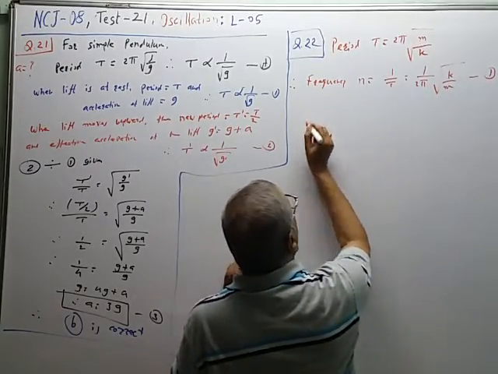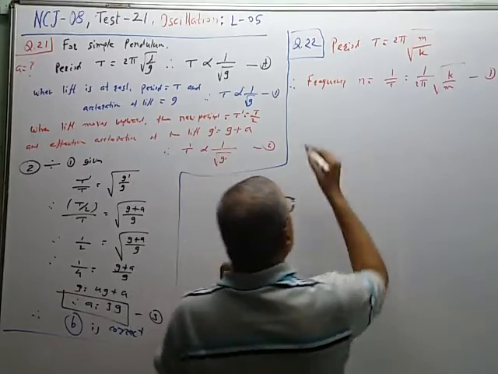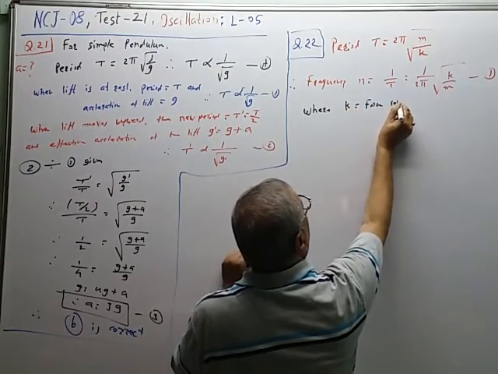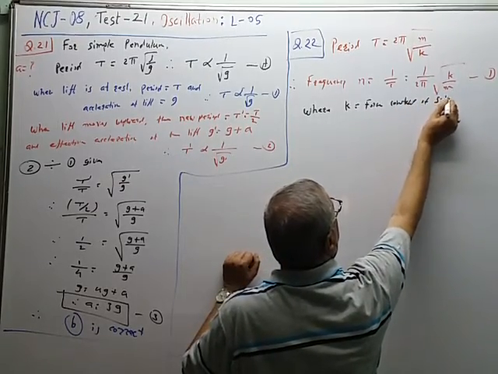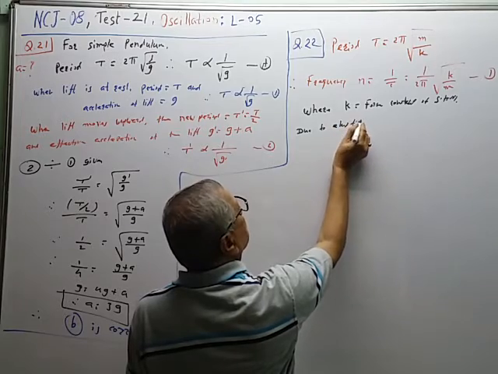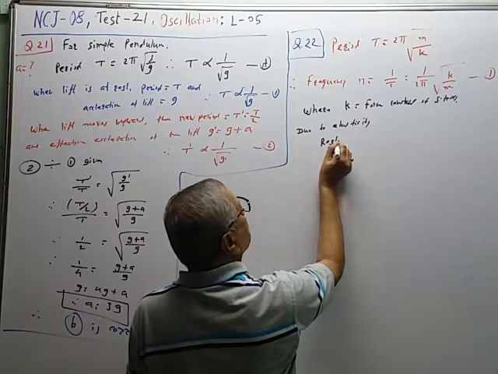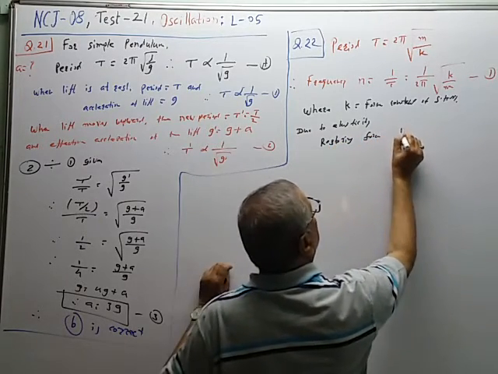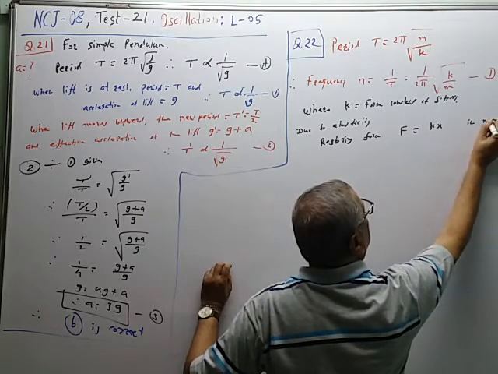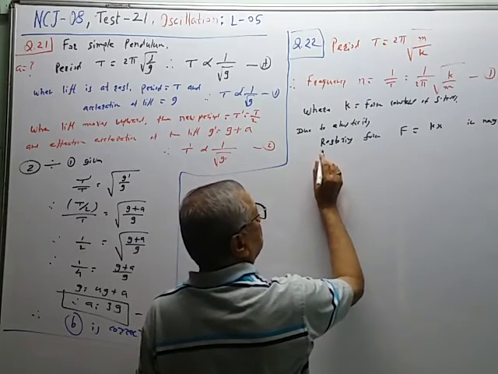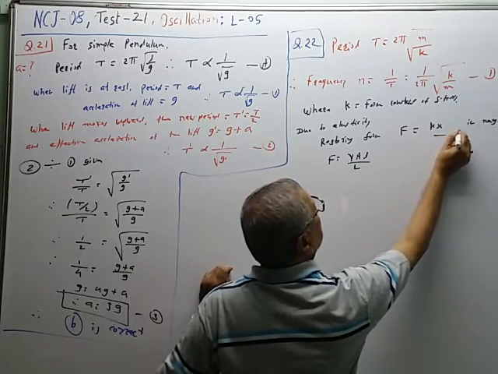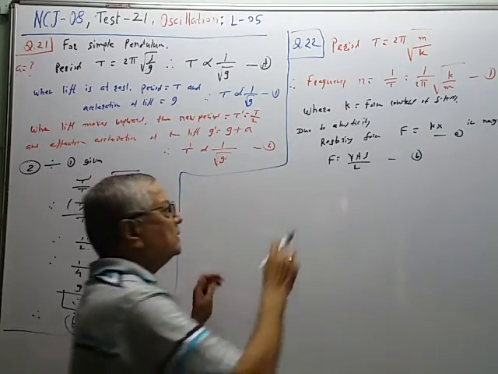So what is k? k is the force constant of SHM. Due to elasticity, the restoring force F is equal to kx in magnitude, the minus sign is neglected. Also, F is equal to Y A small l upon capital L. So this is equation A, this is equation B, where l is the extension.